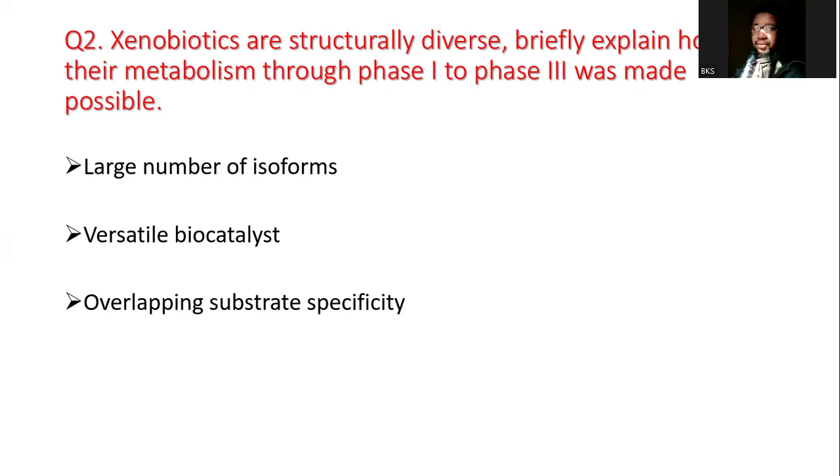And another thing also, there is an overlapping substrate specificity, where you can have a particular substrate being metabolized by this enzyme, and another enzyme, which is the same cytochrome P450 monooxygenase, can also metabolize that substrate. So this is the diversity of this enzyme.